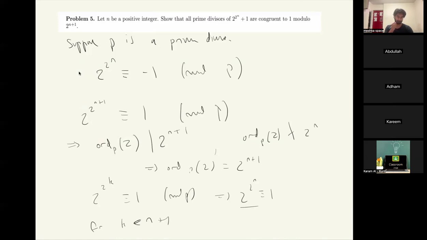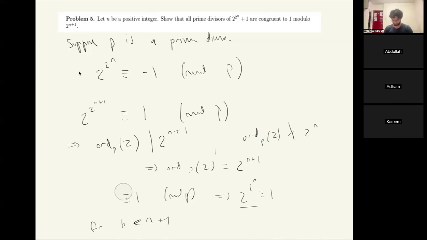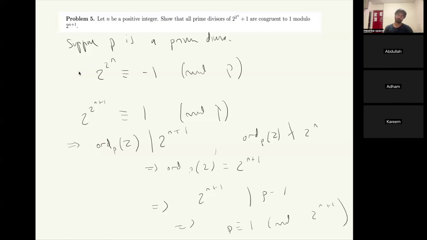Since the order divides p minus 1, the result now just follows. There's maybe nothing else to do. Now we know the order divides p minus 1, but the order is exactly 2 to the n plus 1. And so we're done: p is congruent to 1 mod 2 to the n plus 1. So, yes, it's a very nice problem. It's a very direct application of order.